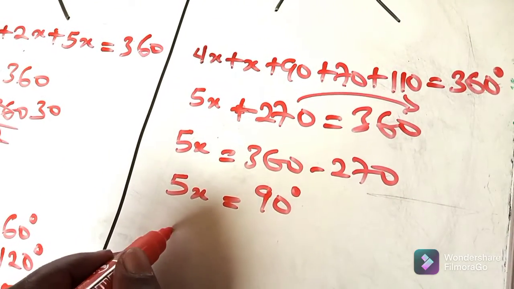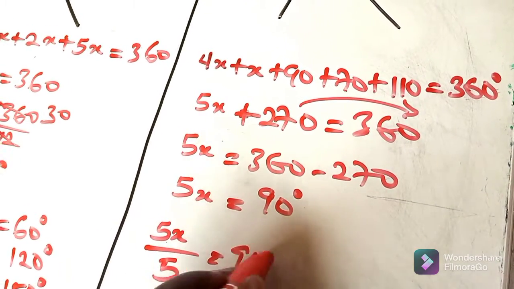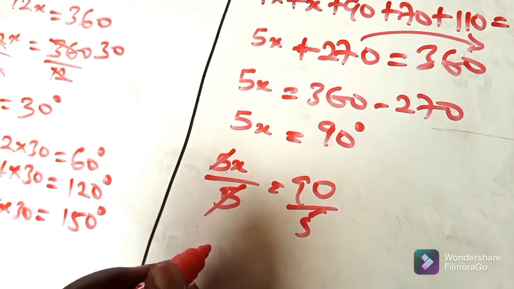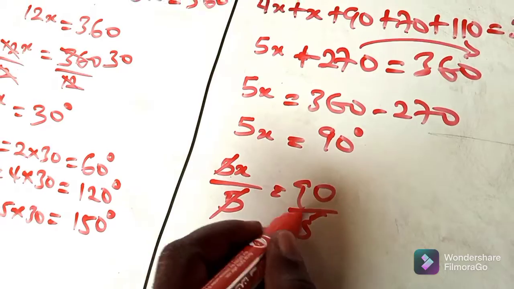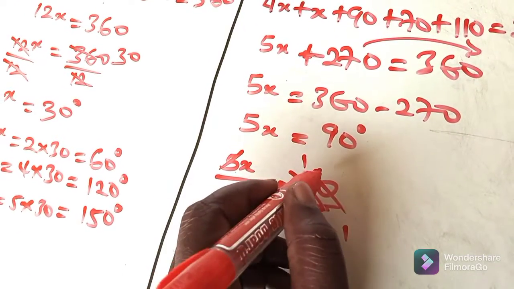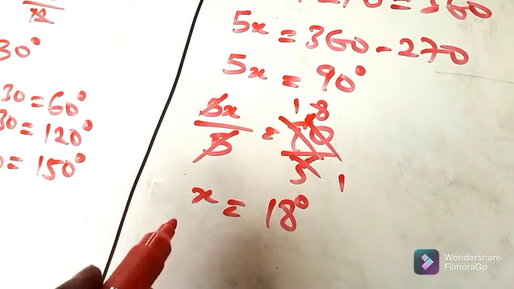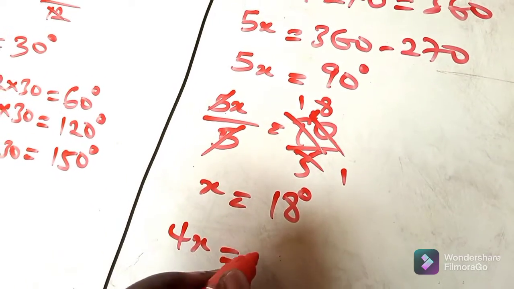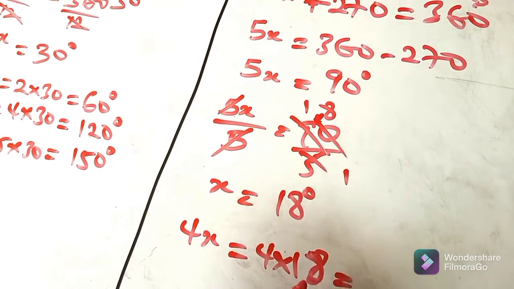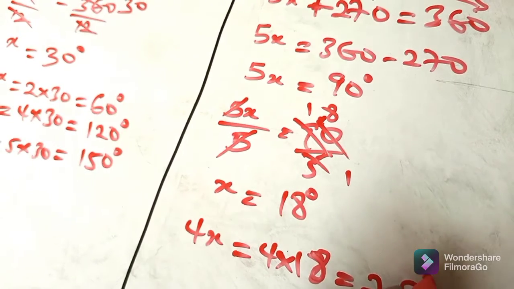Dividing both sides by 5, 5x divided by 5 equal to 90 divided by 5. 5 will cancel 5. x will be equal to 5 in 9, that is 1 remaining 4. In 40 we have 8. So we have 18 degrees. That means x is 18 degrees. Then what of 4x? That will give us 4 times 18. And 4 times 18 will give us 72 degrees.